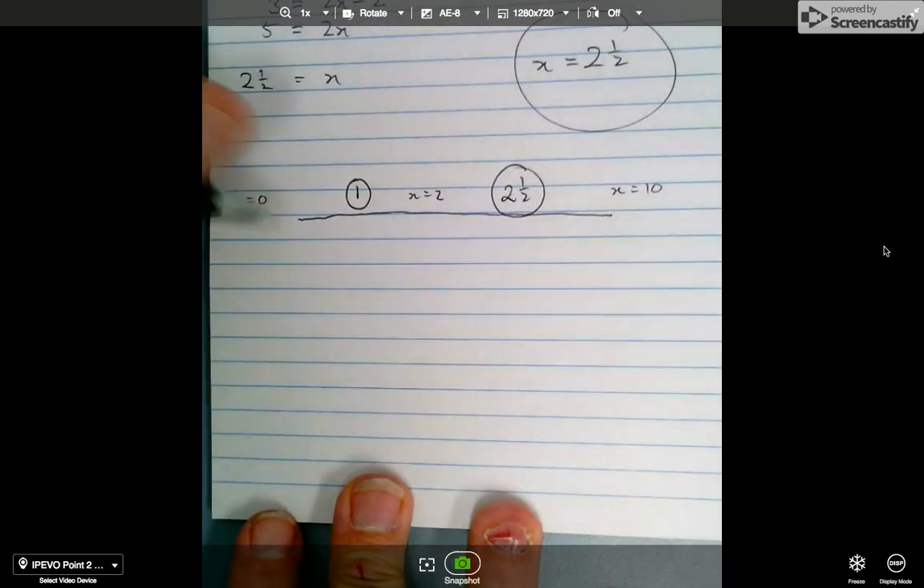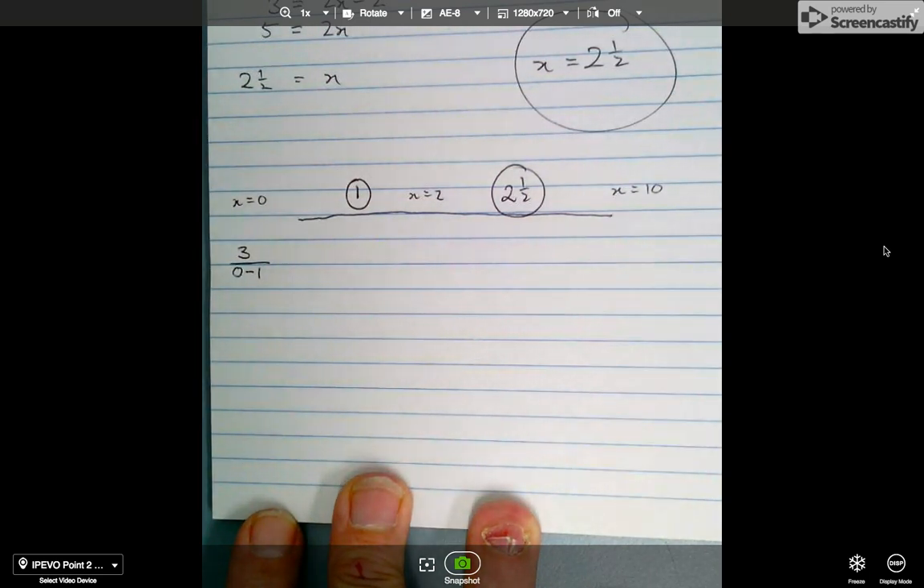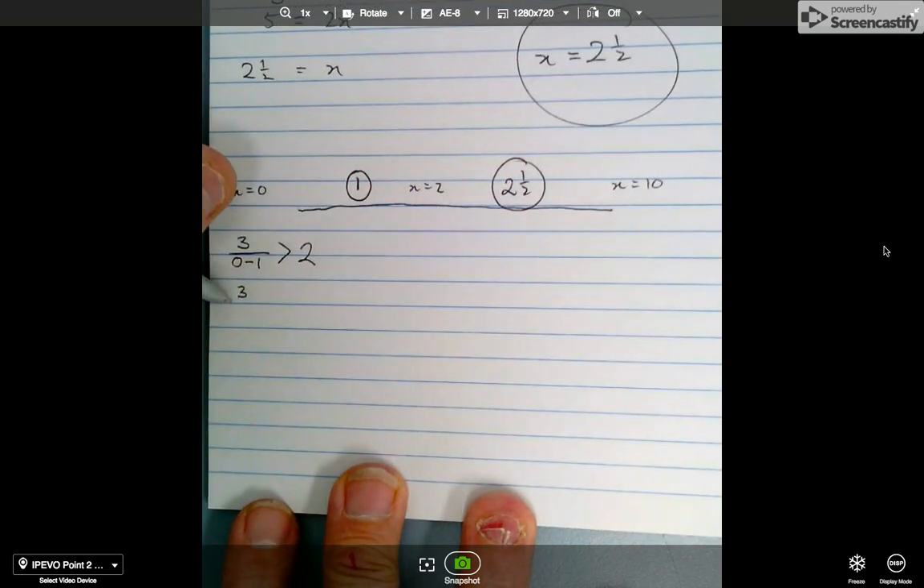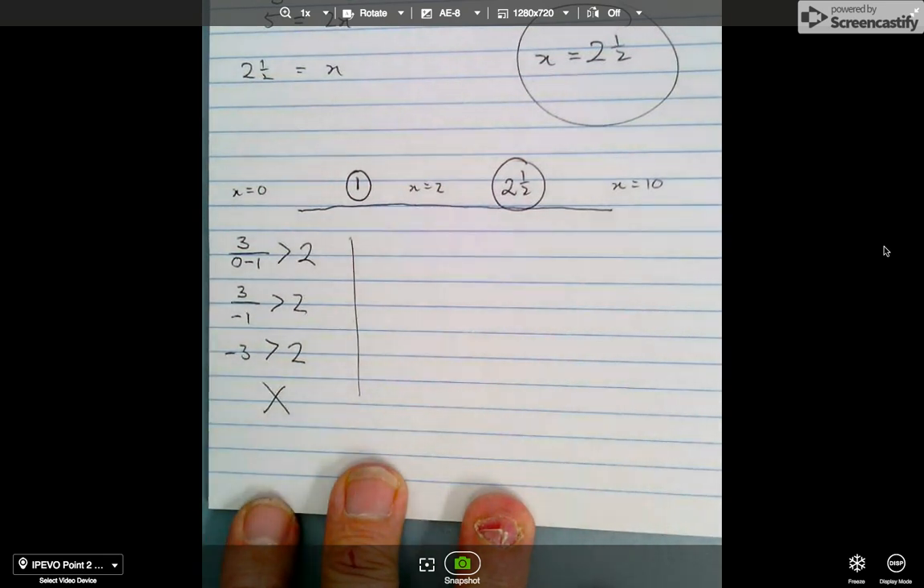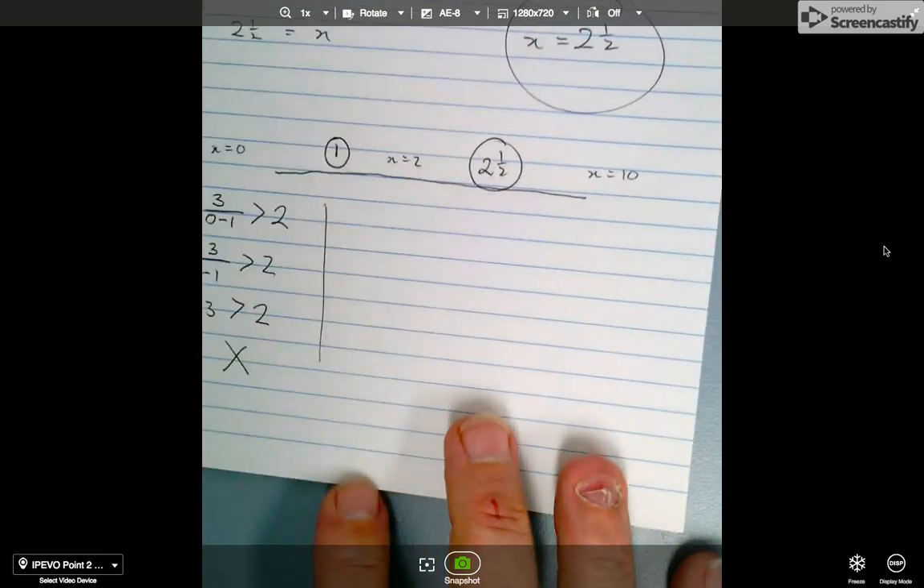So x equals 0. Now, we're interested in 3 over x minus 1. So x is 0. So 3 over 0 minus 1. And we want that to be greater than 2. Is 3 over minus 1, which is minus 3, greater than 2? And the answer to that is no. So that's a no.